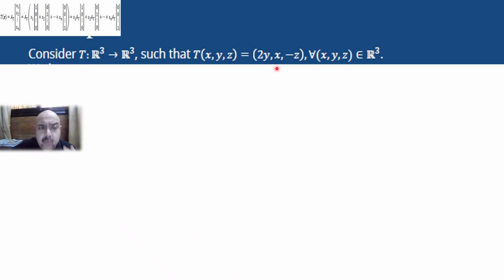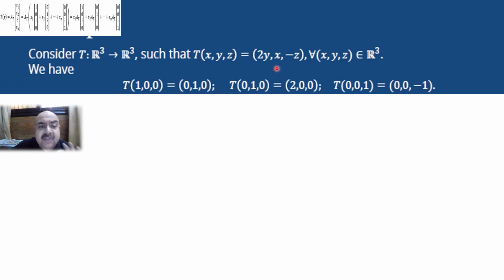Okay, if I want to have the matrix of the linear transform as we saw in the previous session, it's very, very simple. I can do it in two ways.